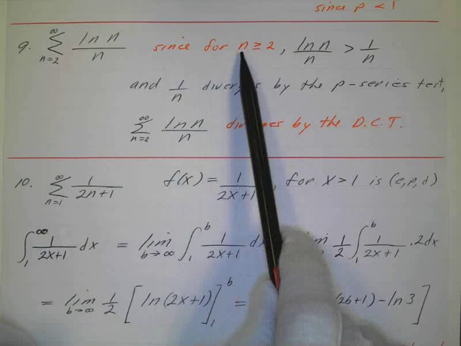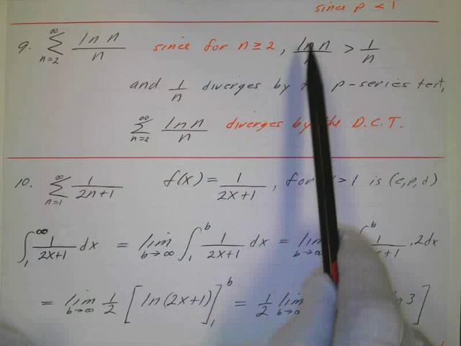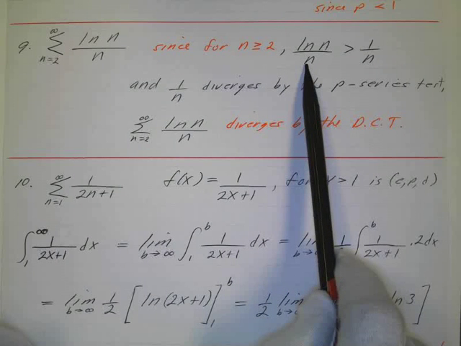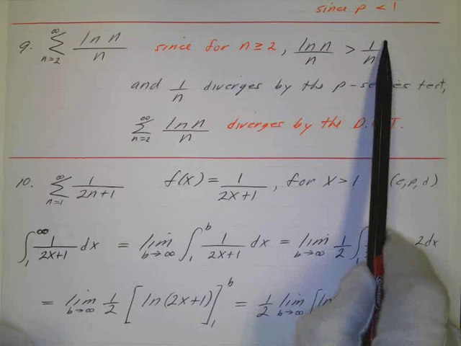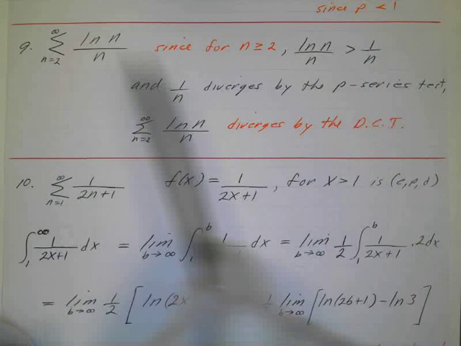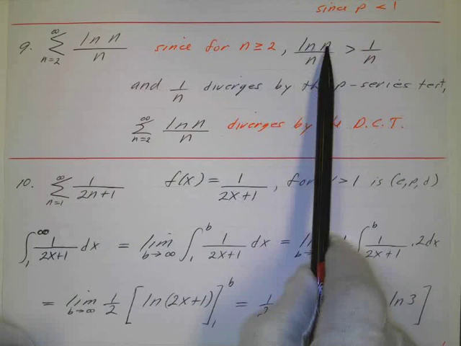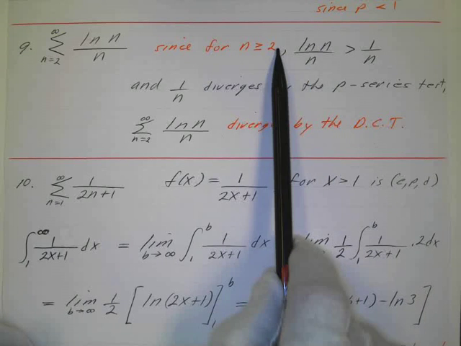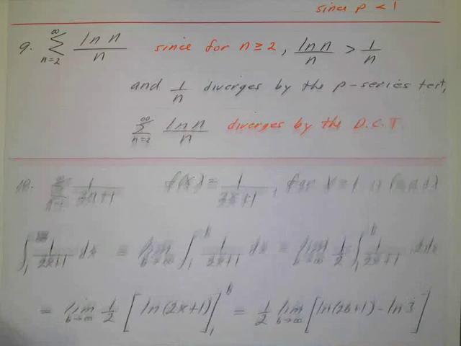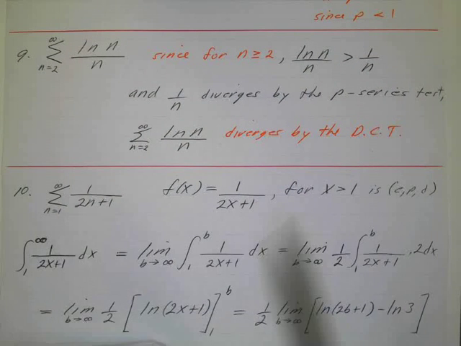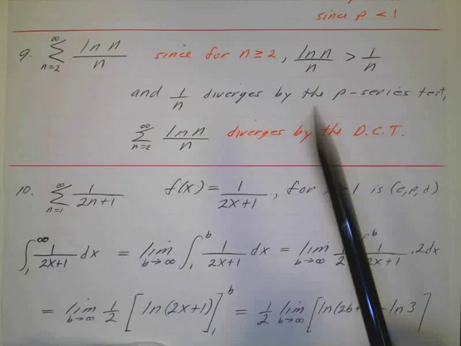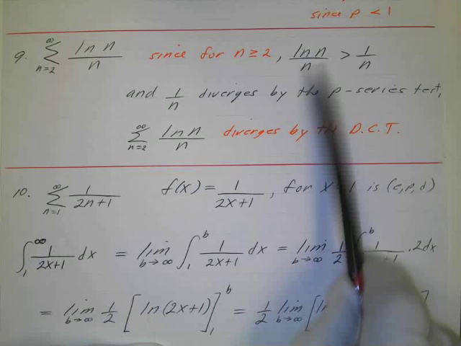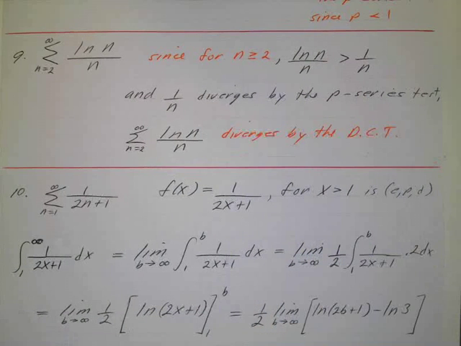So since for n greater than 2, the natural log of n over n is greater than 1 over n, because the natural log is greater than 1 of 2 or 3 or 4, not 1, but for 2 or 3 or 4. So as we go out to infinity, that's going to end up dominating whatever happens from 0 or 1. So this is always greater than that. Then we can use the direct comparison test.